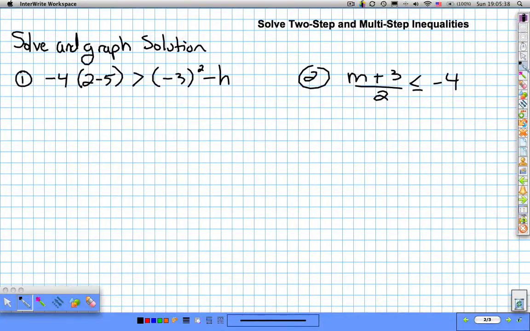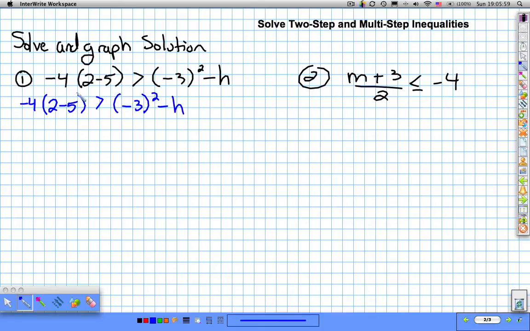In this video, I'm going to be solving two-step and multi-step inequalities. Once I solve them, I will be graphing their solutions. So let's look at the first problem. In both cases, though, we're going to treat these as if they're regular equations. The only difference is we actually graph their solutions and we'll have some type of line. So here's the first one.